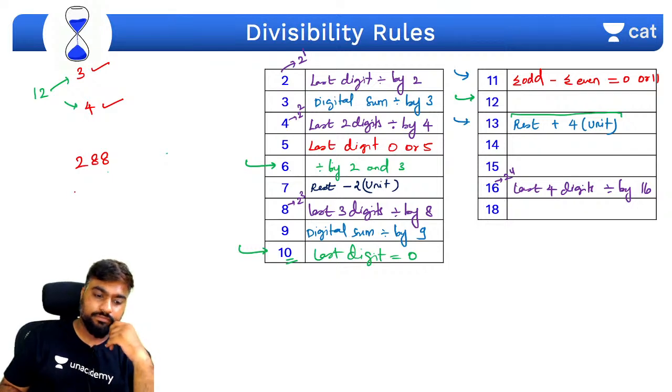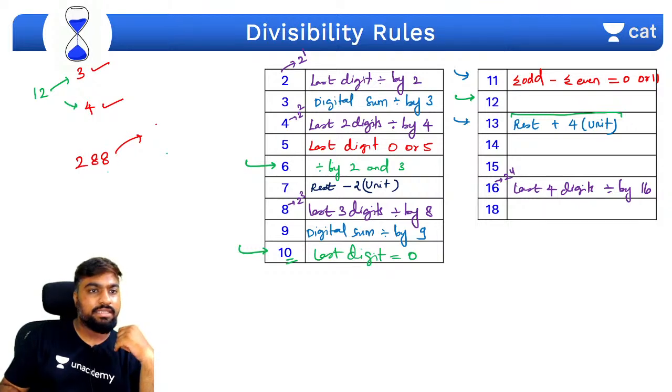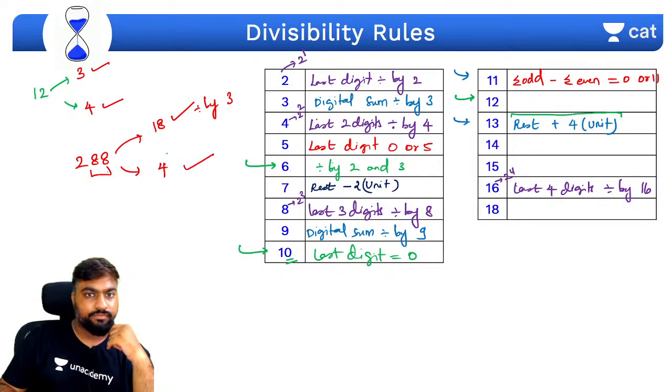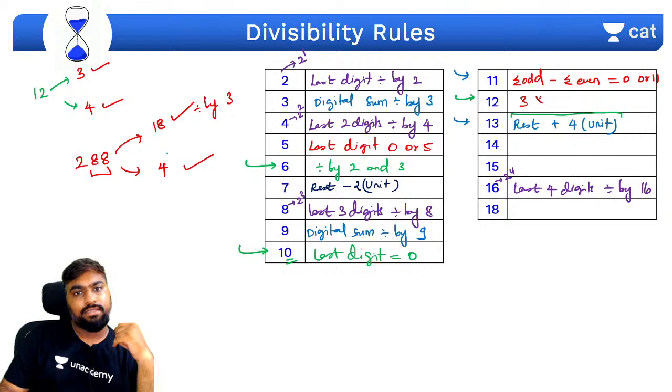288. Yes, a number like 288 will be divisible by 12. Why? Because it is divisible by 3. 16 plus 2, 18, divisible by 3. It is also divisible by 4. 88, last two digits, divisible by 4. Got it? So divisible by 3 and by 4.